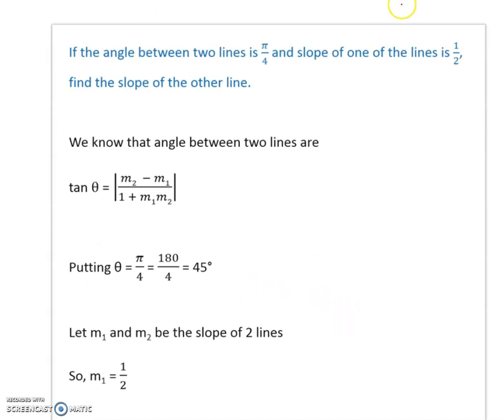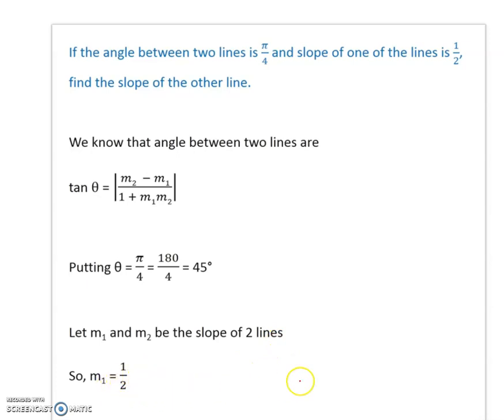If the angle between two lines is pi by 4 and the slope of one of the lines is 1 upon 2, find the slope of the other line. We know that tan theta is equal to the modulus of m2 minus m1 upon 1 plus m1 into m2. We know that theta is equal to pi by 4, which is 45 degrees, and m1 and m2 are the slopes of the two lines.